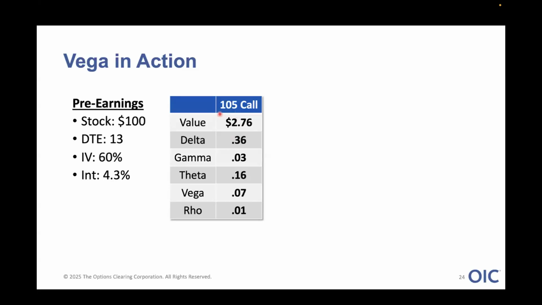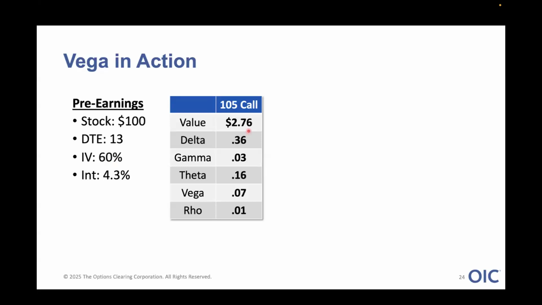So this 105 call is $5 out of the money, and currently it's trading for $2.76. It has a 36 delta, a gamma of 3, theta of 16, a vega of 0.07, and a rho. This is your option sensitivity to changes in interest rates. So what this means, simply put, is if implied volatility went from 60 to 61, the option should gain about 7 cents. In other words, this option should be trading for about $2.83. If the implied volatility went from 60 down to 59, this option should be trading about $2.69.